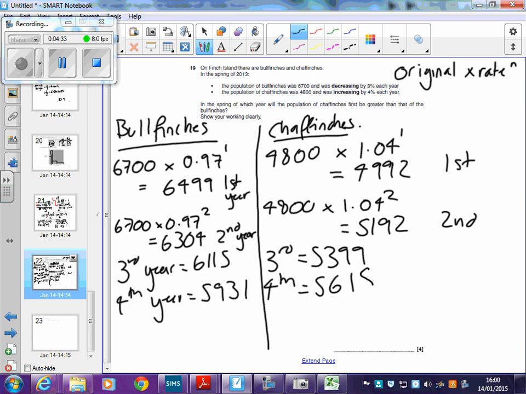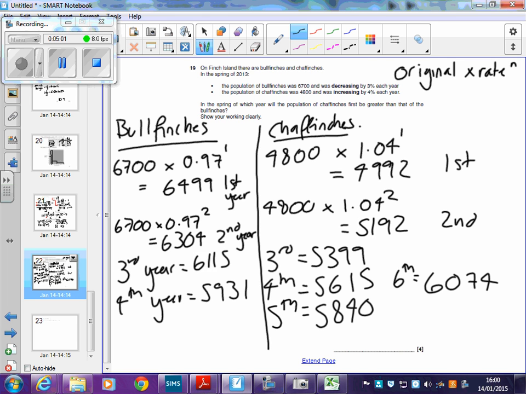Alright, so let's keep going. Let's do a fifth year for the chaffinches. Change the 4 to a 5, press equals, and we get 5840. And I'll tell you what, we'll just do a sixth year while we're there, so it makes it quicker. The 6th year is 6074.